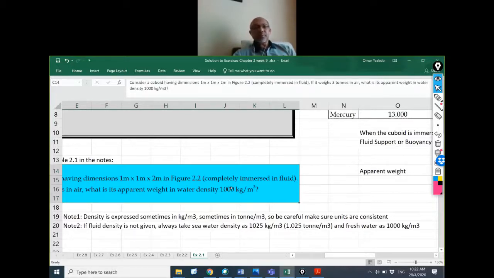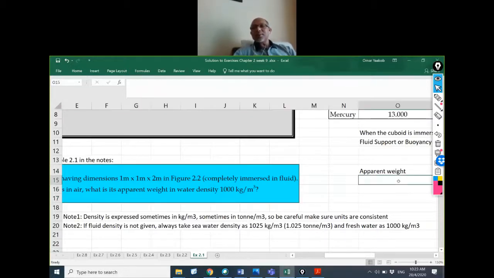So be careful. Number 2, if fluid density, I've said just now, if fluid density is not given, always take seawater density as 1025 and fresh water as 1000. If it is given, then you use the given. If not, you can use this. So it is 1025 kilogram per meter cube or 1000 kilogram per meter cube. Or in ton will be 1.025, or this one 1 ton per meter cube.